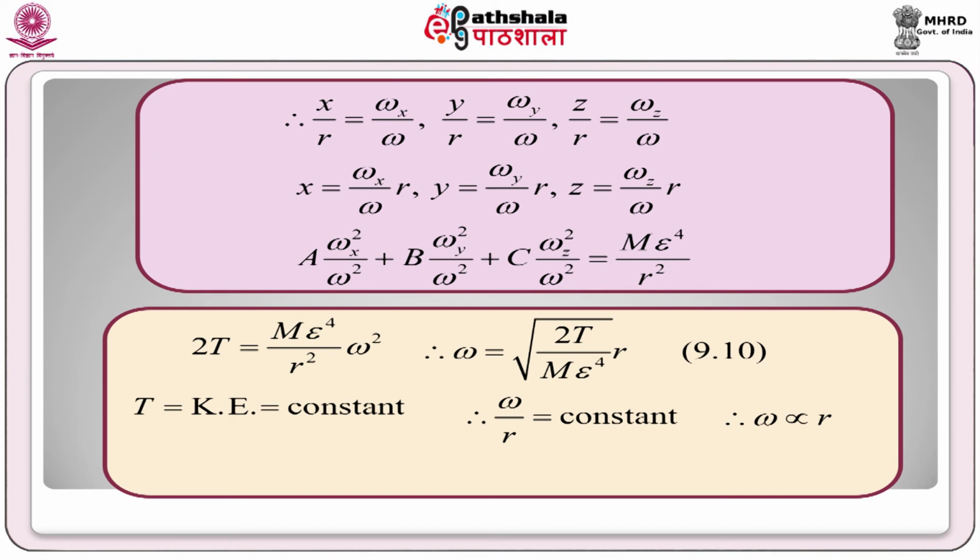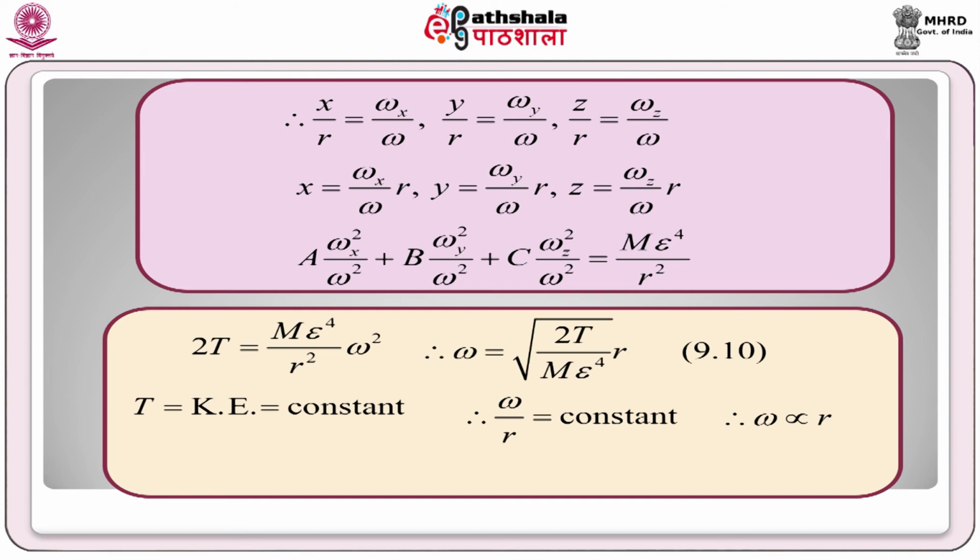Since P is a point on the momental ellipsoid, the coordinates of P, that is x, y, z, must satisfy the equation of the momental ellipsoid. Therefore, substituting the values of x, y, z in the equation of the momental ellipsoid, we get this result.